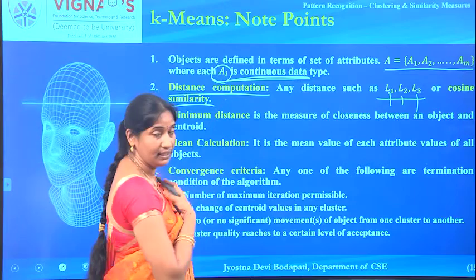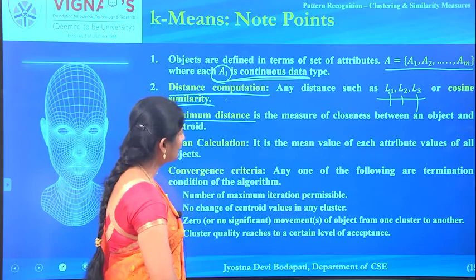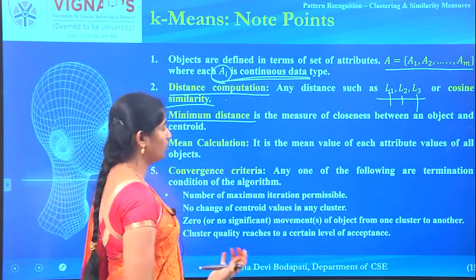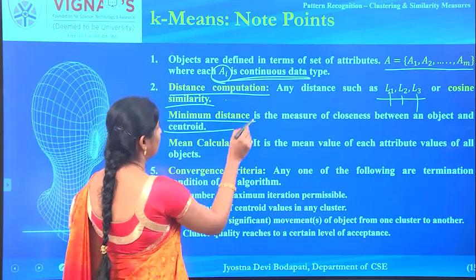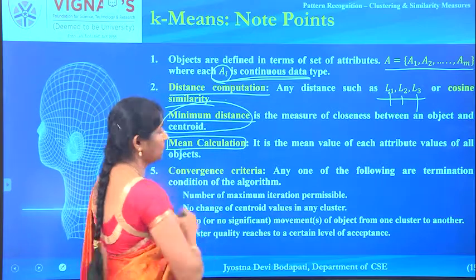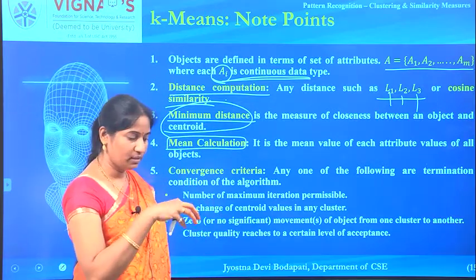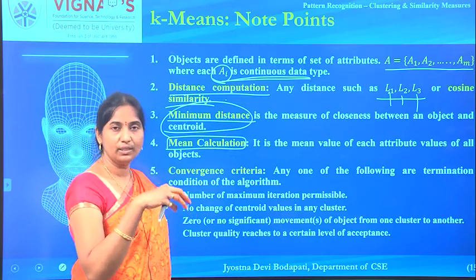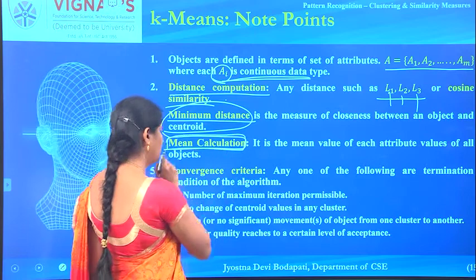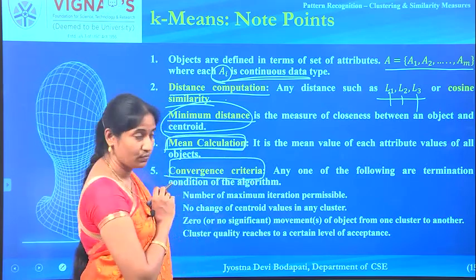Once you identify the distance, you need to have the minimum distance measure. So how do you define the closeness to your cluster center? That you need to define. Once that is done, you need the mean calculation. Why do we need that? Once every object is assigned to a cluster, you need to identify the centroid, and for that you need to compute the mean, and the convergence criteria has to be satisfied.